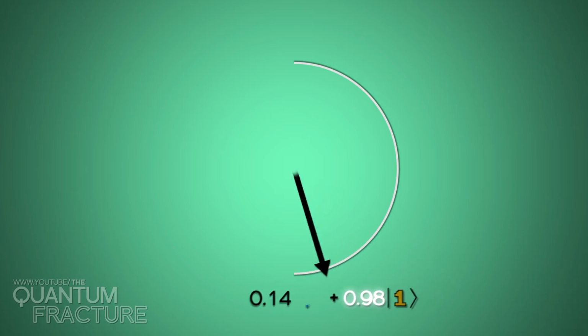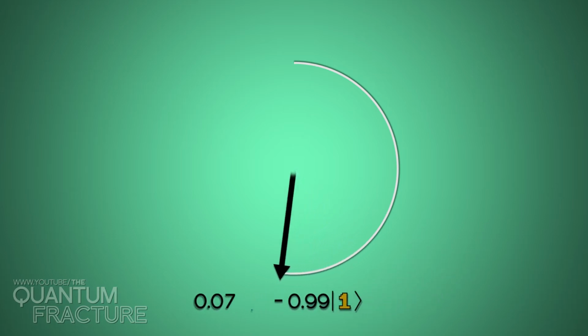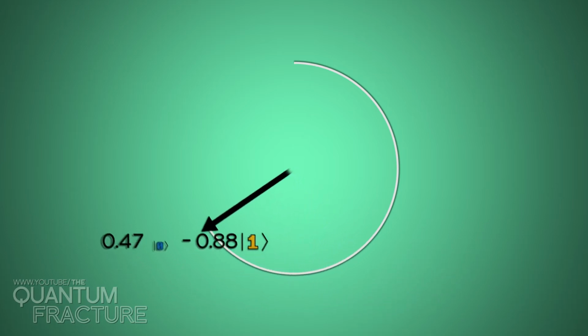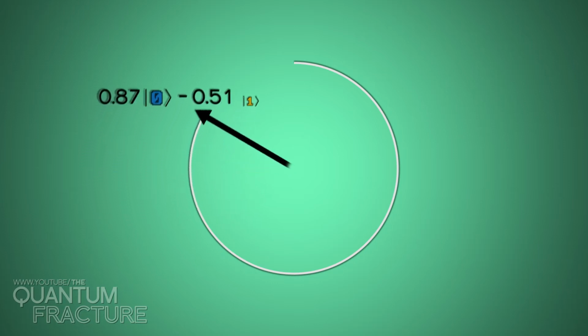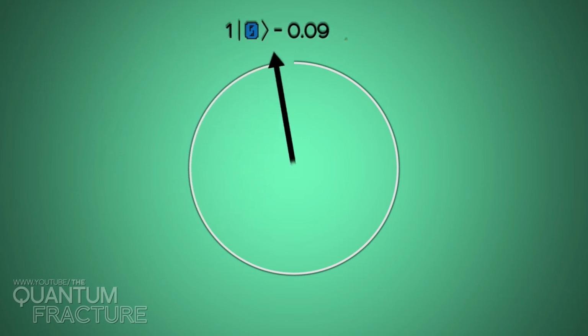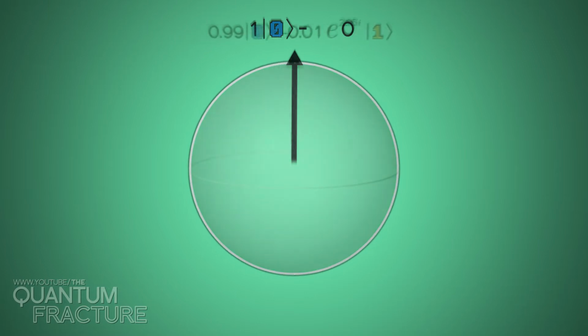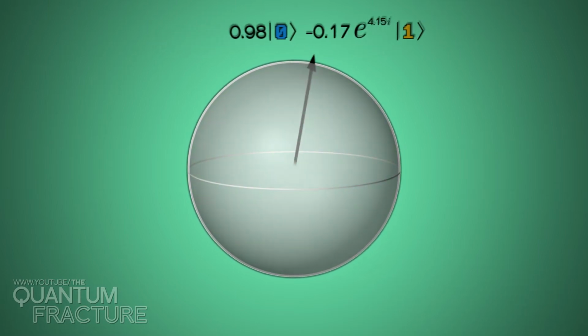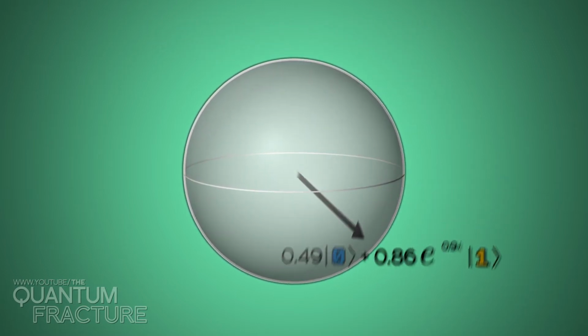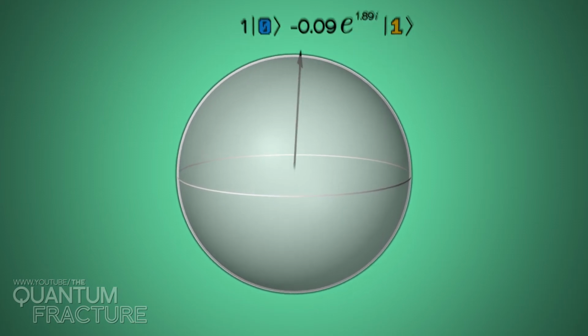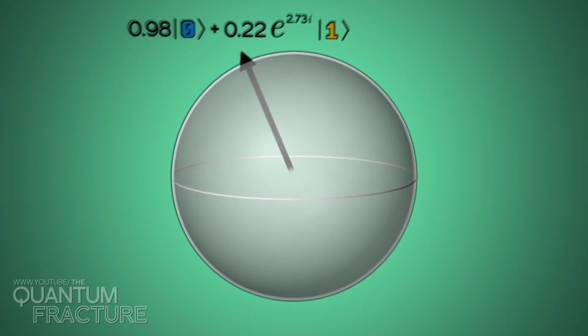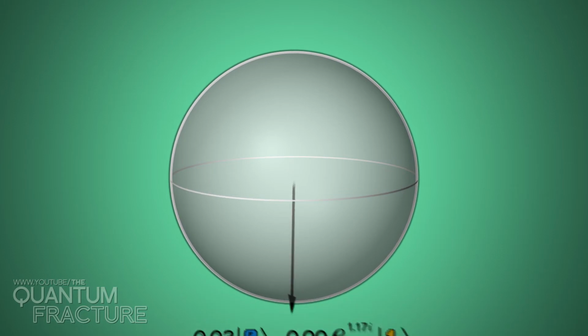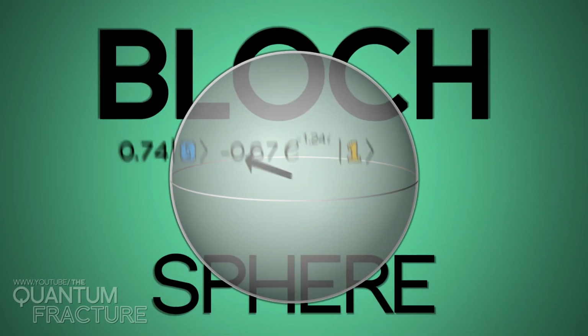Easy, right? Well, no, because combinations can also be negative. Literally, there might exist a 0 minus 1 state. But there's more, because the coefficients of these combinations can also be complex numbers, which infinitely increases the possible configurations of a qubit. All these states can be observed with the Bloch sphere.